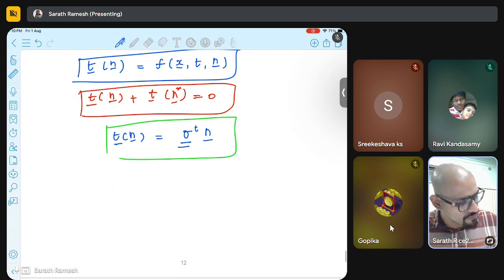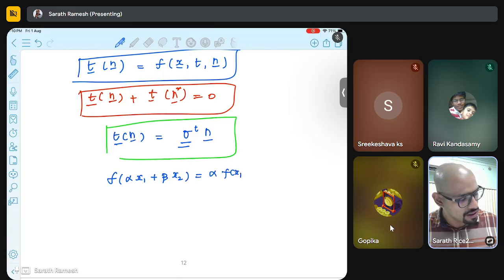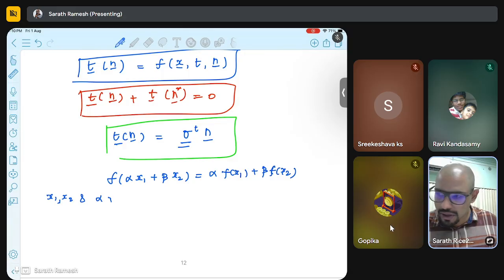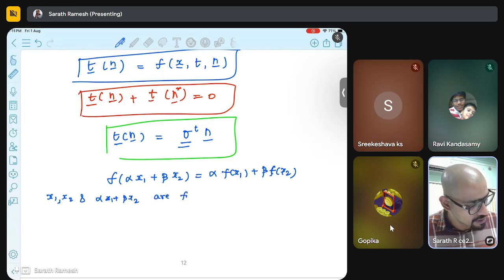And for a linear function, here we mean f should obey two laws, superposition and scaling. f of alpha times x1 plus beta times x2 is equal to alpha times f of x1 plus beta times f of x2, where alpha and beta are constants, and x1, x2, and alpha times x1 plus beta times x2 are in the domain of the function.